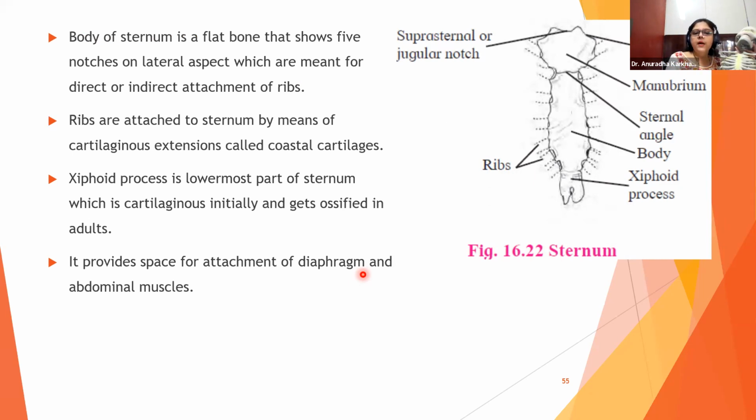Xiphoid process is lowermost part of the sternum, which is cartilaginous initially and gets ossified in adults. So cartilage will eventually become bone. It provides space for attachment of diaphragm and abdominal muscles. So xiphoid process से attachment होता है अपने यहाँ पर attachment of the diaphragm and the abdominal muscles internally. Clear? No problem in understanding these points.